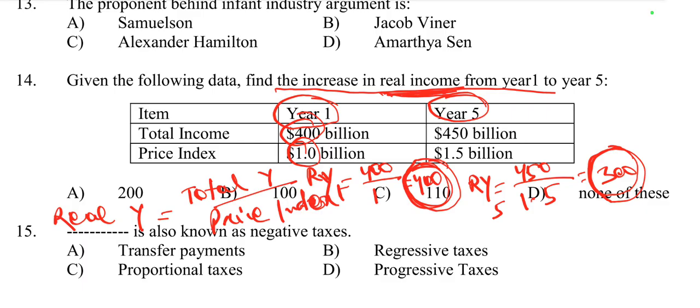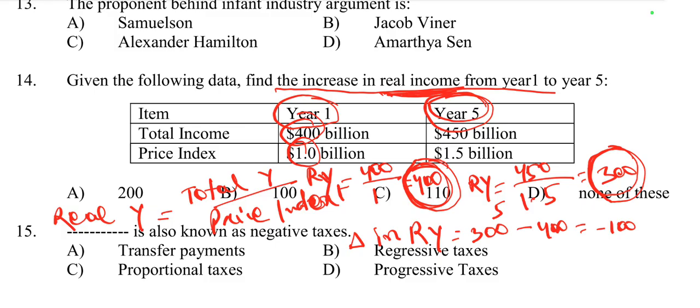If we find the change in real income, it is equal to present real income minus previous real income. Present real income is $300 billion minus past real income, which is 400. So 300 minus 400 is equal to minus 100. From this we see that there is a decrease of $100 billion in real income, not an increase.